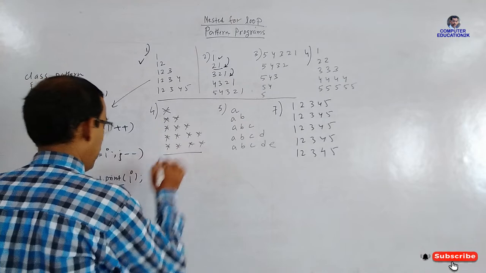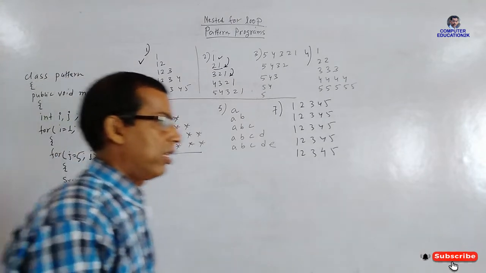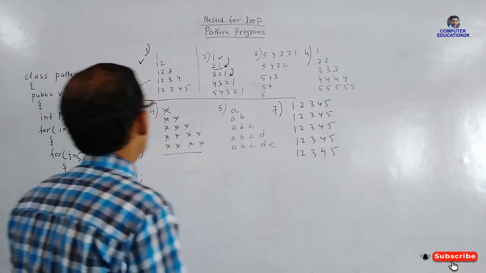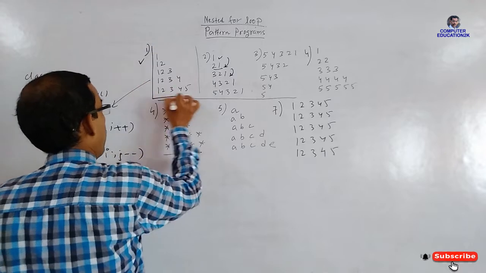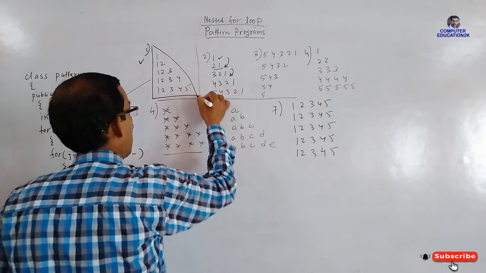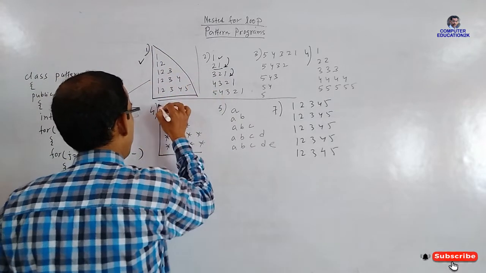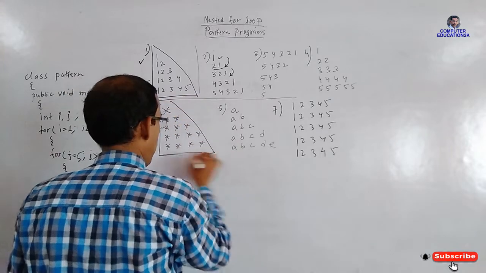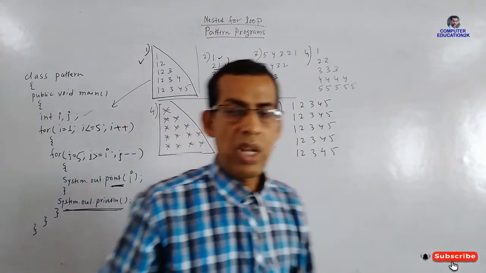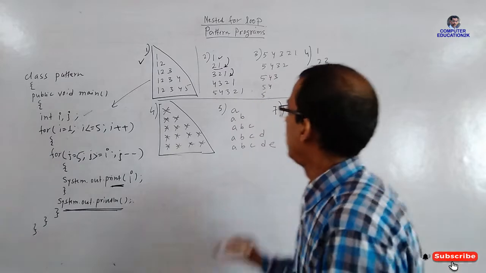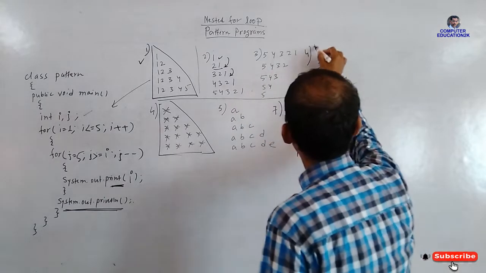Now see this star. One thing you follow here: we are doing this kind of pattern program, a triangular pattern program. And all these triangles are right angle triangles. This is also a triangular program.